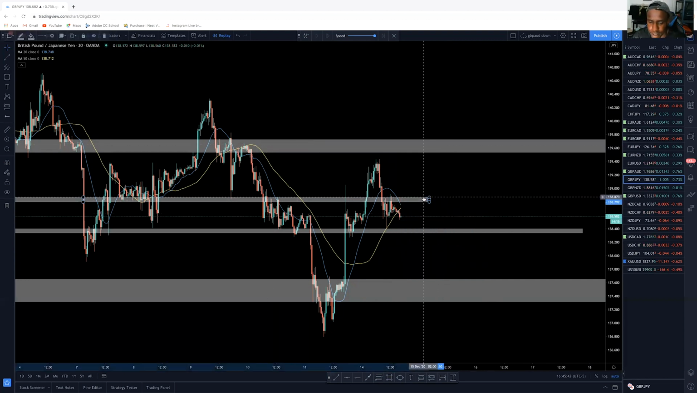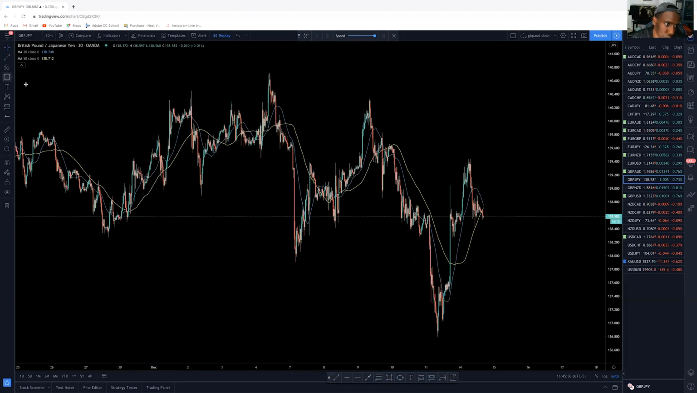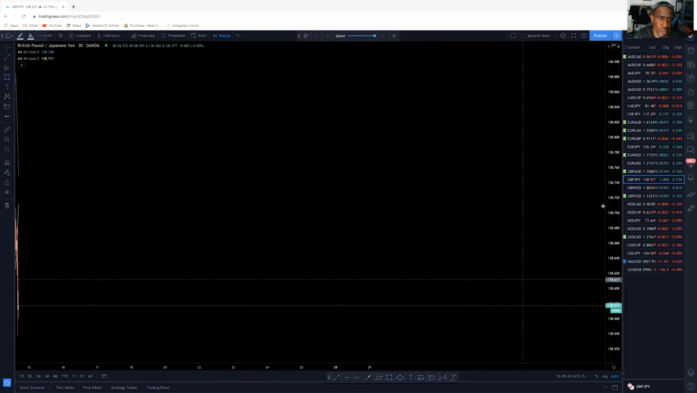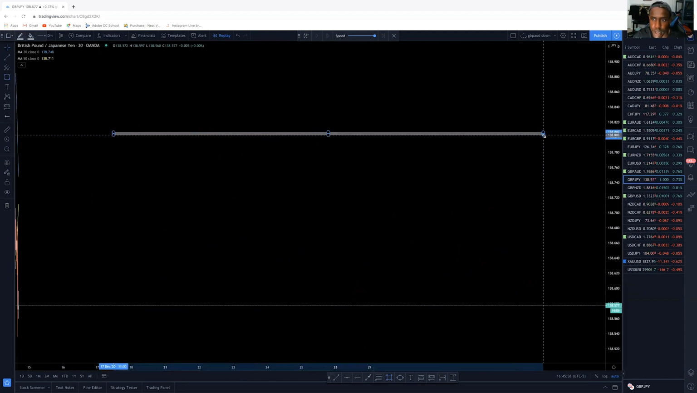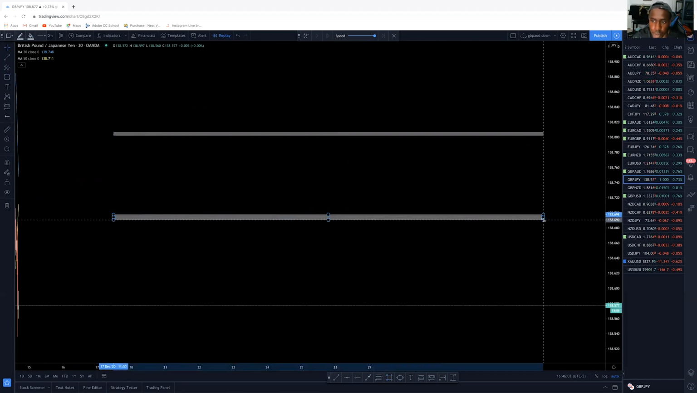So let's get rid of all of this here. And one thing to keep in mind when you're dealing with support and resistance, right? So let's go to a clear screen right here. So we have support and we have resistance, or excuse me, take that back. We have resistance and we have support, right?